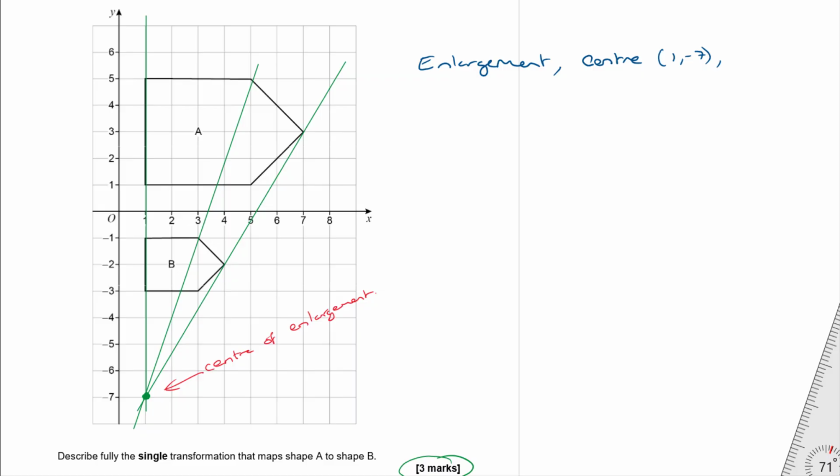And then the last thing I need to mention is the scale factor. Now you'll notice that A is twice as big as B along each of its dimensions. Look, that side there is twice as big as that one. But remember, we're starting at A and we're going to B. So really, B is half the size of A rather than A being twice the size of B. So the scale factor here is a scale factor of a half. So 1 mark for enlargement, 1 mark for the center, 1 mark for the scale factor. Okay, 3 marks achieved.